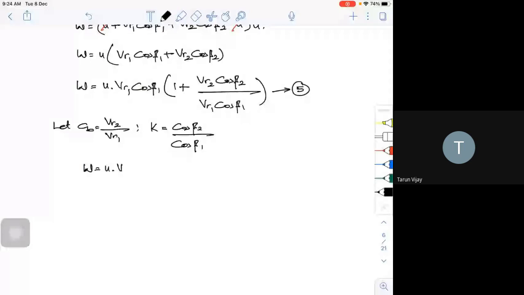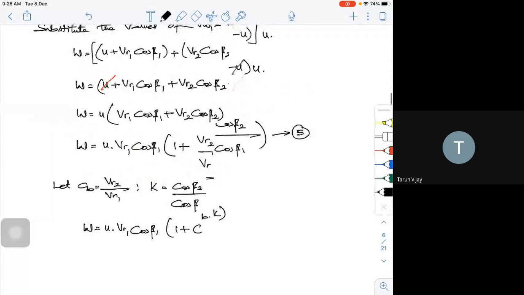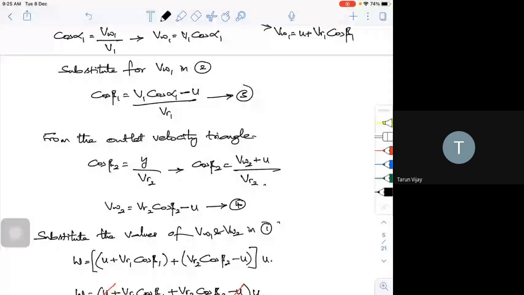So I can write this particular expression in a more generalized form as W is equal to U into VR1 into cos beta 1 into 1 plus CB into K. Now, what is this VR1 cos beta 1? If you go and look at equation number 3, I can write VR1 cos beta 1 as V1 cos alpha 1 minus U. So VR1 cos beta 1 is equal to V1 cos alpha 1 minus U, from equation 3.